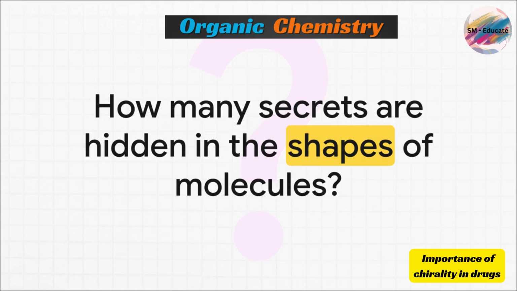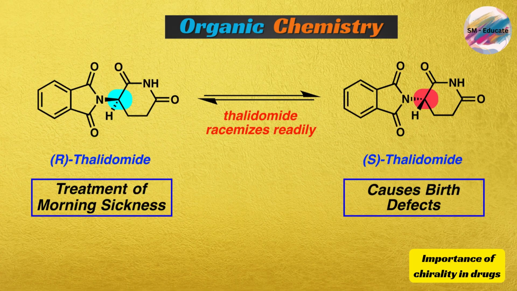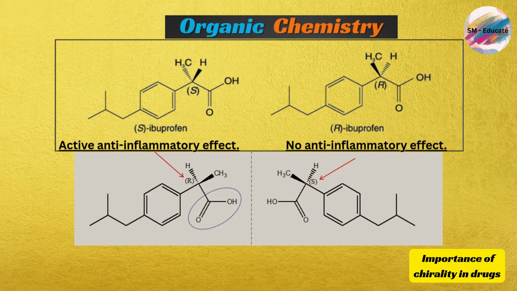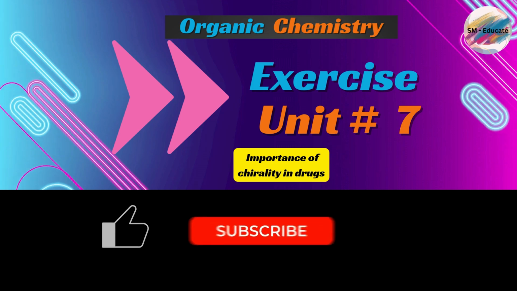It taught us that in the molecular world, shape isn't just some minor detail. Shape is everything. And it really makes you wonder, right? How many other incredible secrets are hidden right now in the simple mirror images of the molecules all around us? In drugs, one optical isomer cures, but the other can harm. That's why chirality matters.